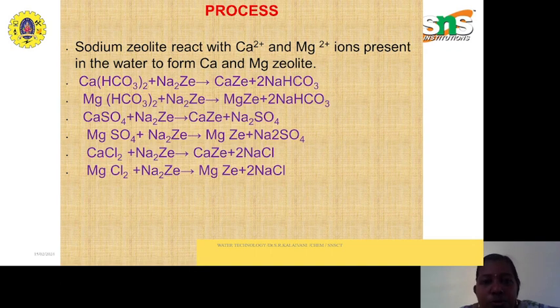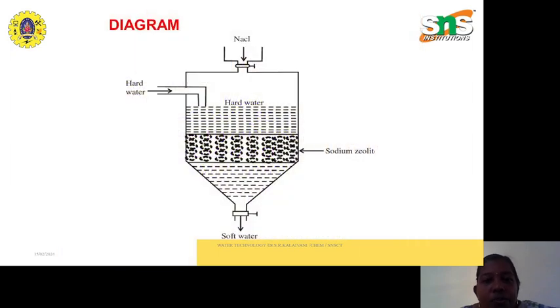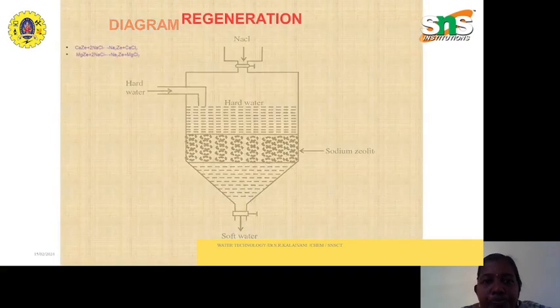Once the process is over, all the sodium zeolite bed is converted into calcium zeolite as well as magnesium zeolites. So once the process is over, the output water is only soft water. It does not contain any calcium and magnesium salts, but it contains other ions, that is no problem.